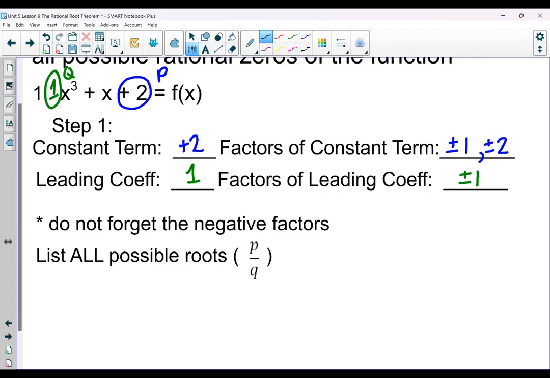So in order to write our list of possible roots, we want to start in the fraction form P over Q. Our P is going to come right from the factors I listed for positive 2, in the numerator. Our Q is coming from the factors I listed for positive 1, in the denominator. Our possible roots are all of those divisions. So plus or minus 1 divided by plus or minus 1 is plus or minus 1. 2 divided by 1 is 2. So we have 4 possible roots: positive 1, negative 1, positive 2, and negative 2.